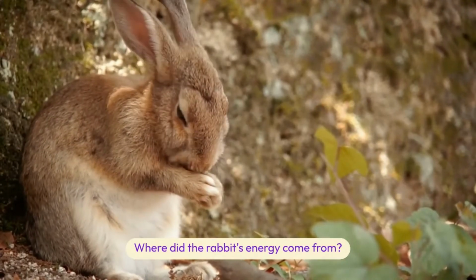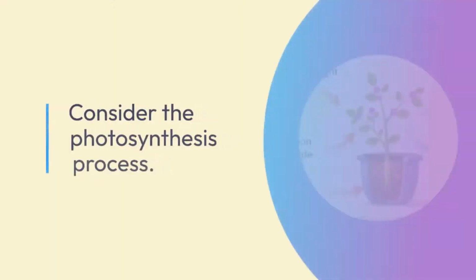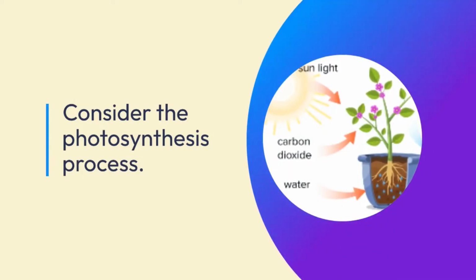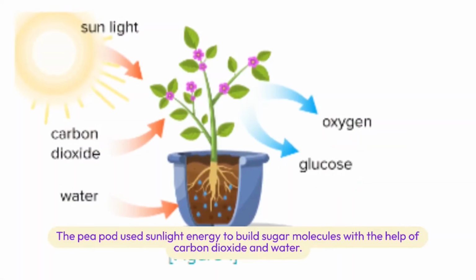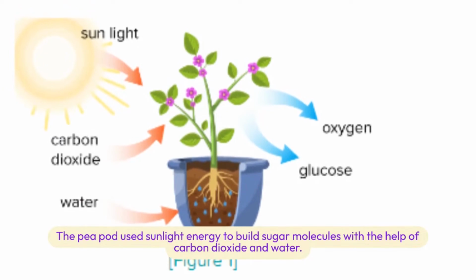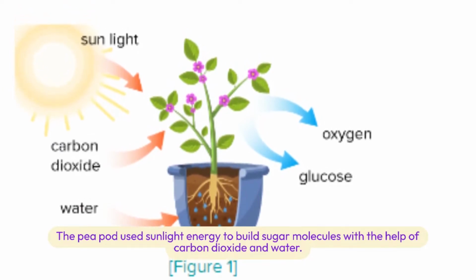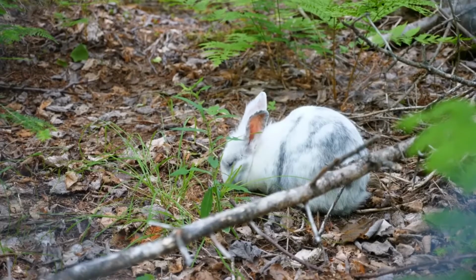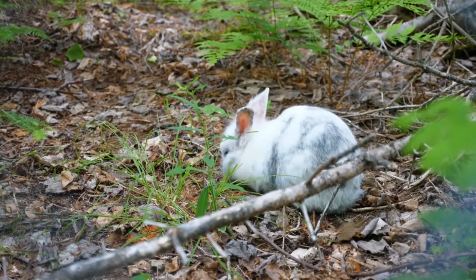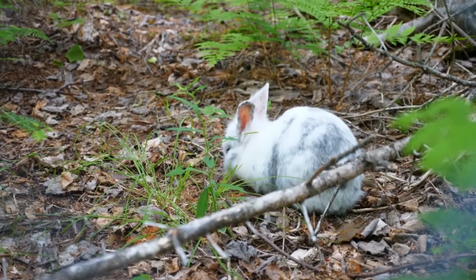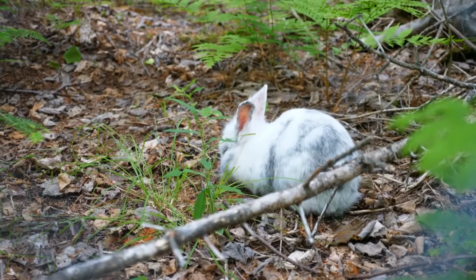Where did the rabbit's energy come from? Consider the photosynthesis process. The pea pod used sunlight energy to build sugar molecules with the help of carbon dioxide and water. When the rabbit ate the pea pod, it received energy from the sun that was stored in the plant's sugar molecules.